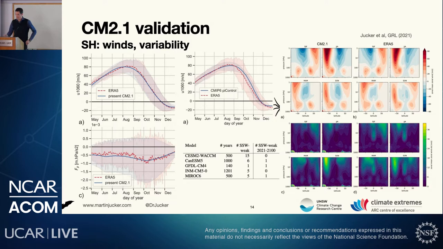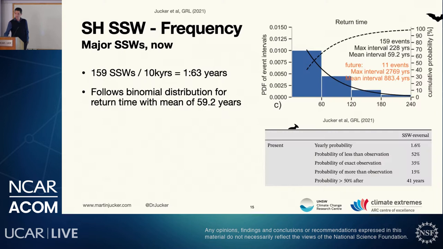All right, so hopefully having convinced all of you that this is the right model to use and we should definitely do this, let's see what we find. Once you have the model and the simulation, it's a very simple exercise. You just go and count the events. So I get 159 events in 10,000 years, which gives me one event every 63 years.